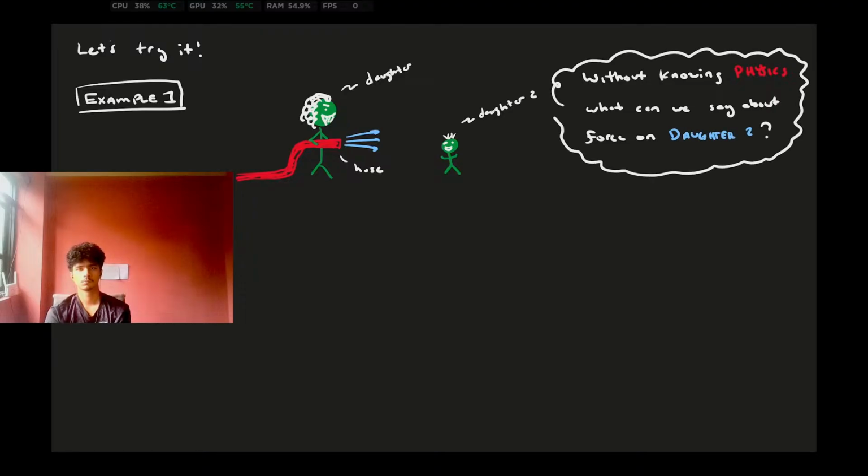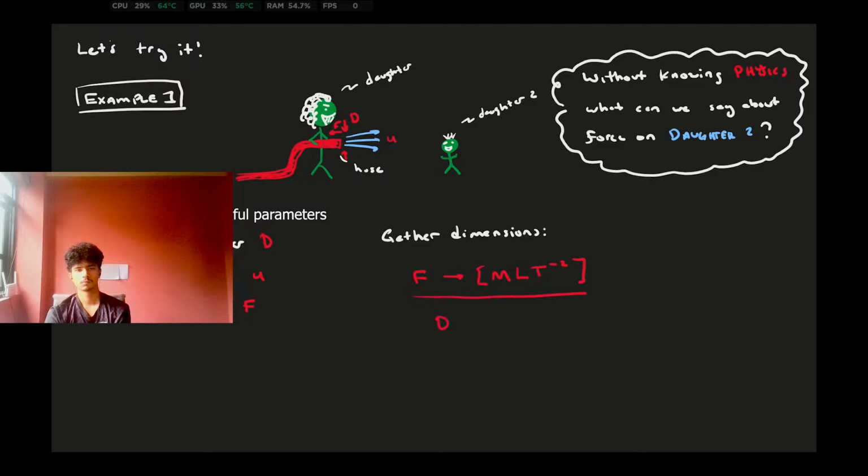And to make things interesting, I'm not allowed to use any physics knowledge. No flow rate stuff or F equals ma. The first thing you do with any problem is you gather what you think will be meaningful parameters. First, we have the hose diameter, some average flow velocity, and what we're after is the force exerted on my daughter by the hose. Now, we compare the base dimensions of what we want to solve for, the force, to the other parameters in the problem, like diameter and velocity.